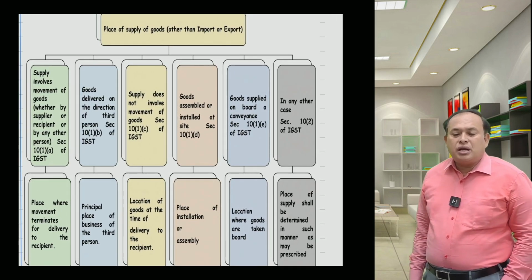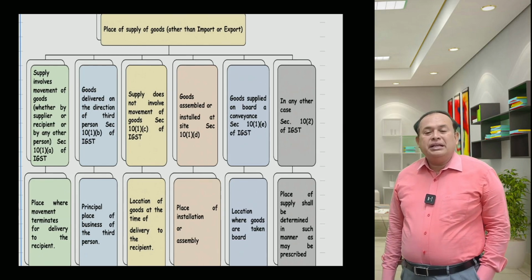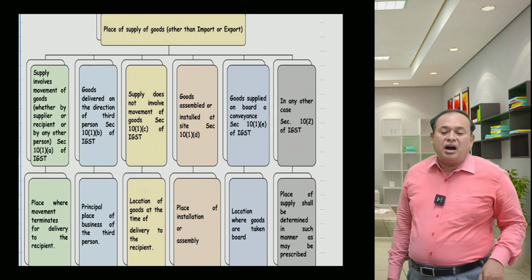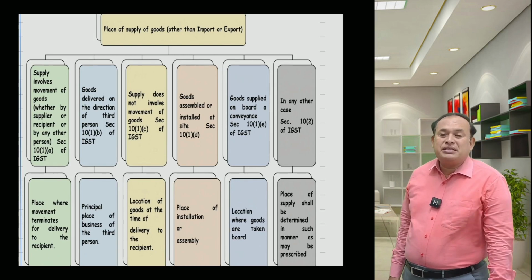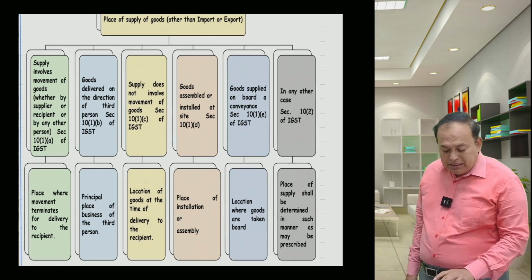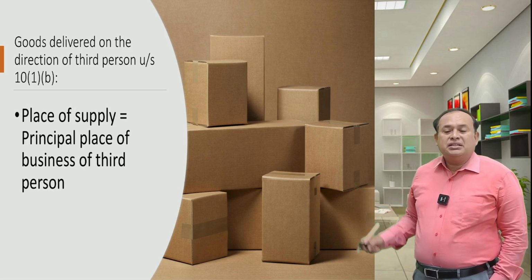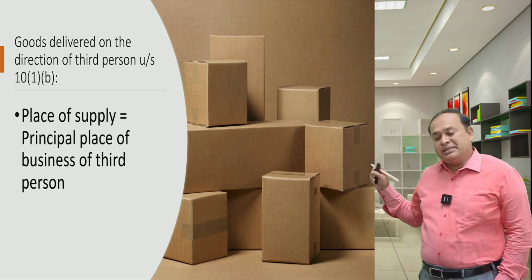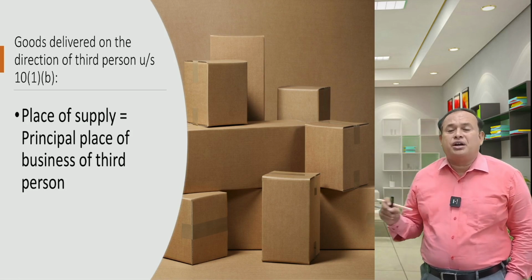Section 10, subsection 1, clause B, which says that place of supply in case of goods delivered on the direction of a third person, then the principal place of business of the third person is the place of supply. How to understand this? Presenting here as follows. Goods delivered on the direction of the third person, section 10(1)(b) says, place of supply is the place of business of the third person. Very good.